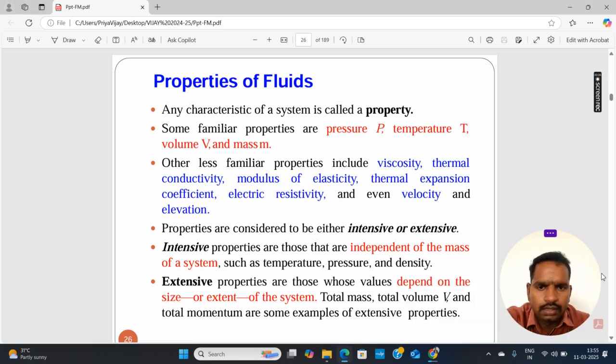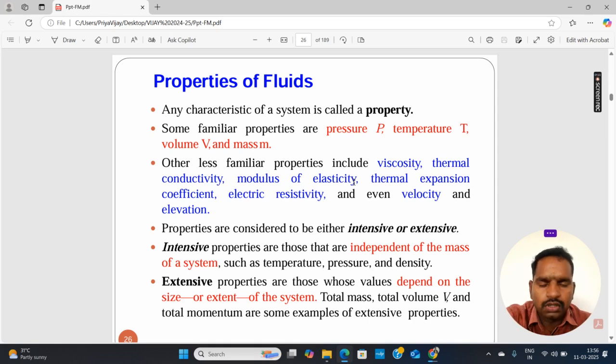So if you take water in a container, the container we can assume as a system. In that container, there will be various properties, or variables, which will be present. The variables which may be present are pressure, temperature, and volume as well as mass. So we can tell these variables are also called properties. Other properties such as viscosity, thermal conductivity, modulus of elasticity, thermal expansion coefficient, electric resistivity, and even velocity and elevation we can also add as a property.